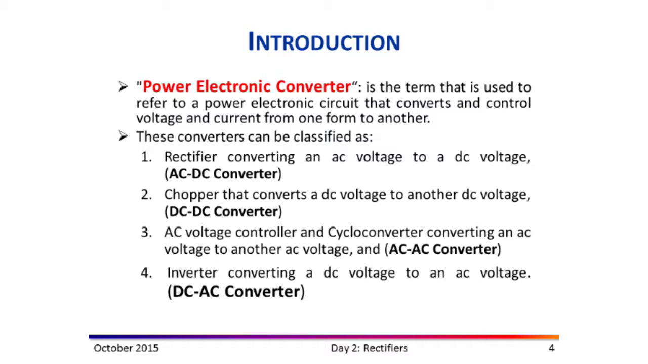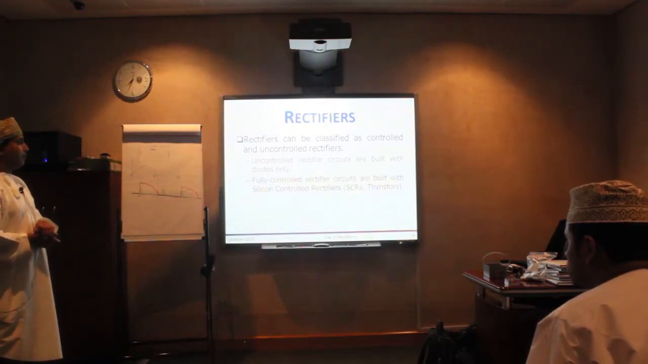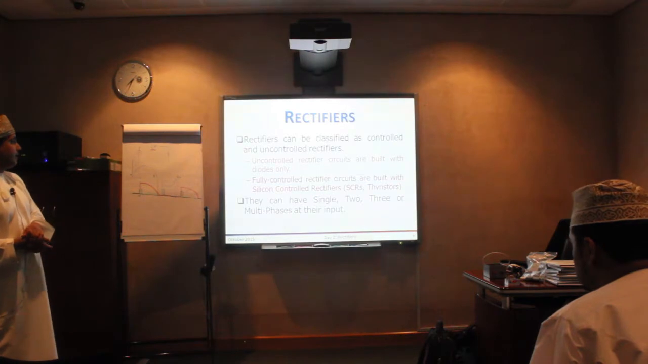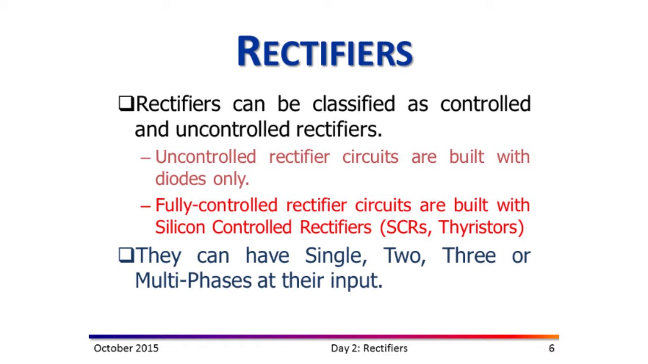Rectifiers can be classified as uncontrolled rectifiers like diodes, and fully controlled rectifiers like thyristors. Sorry about that, fully controlled rectifiers are built with silicon, like thyristors. This is the diode, so you can change it to semi-controlled, and then fully controlled with the thyristors. So this is the half-wave rectifier.